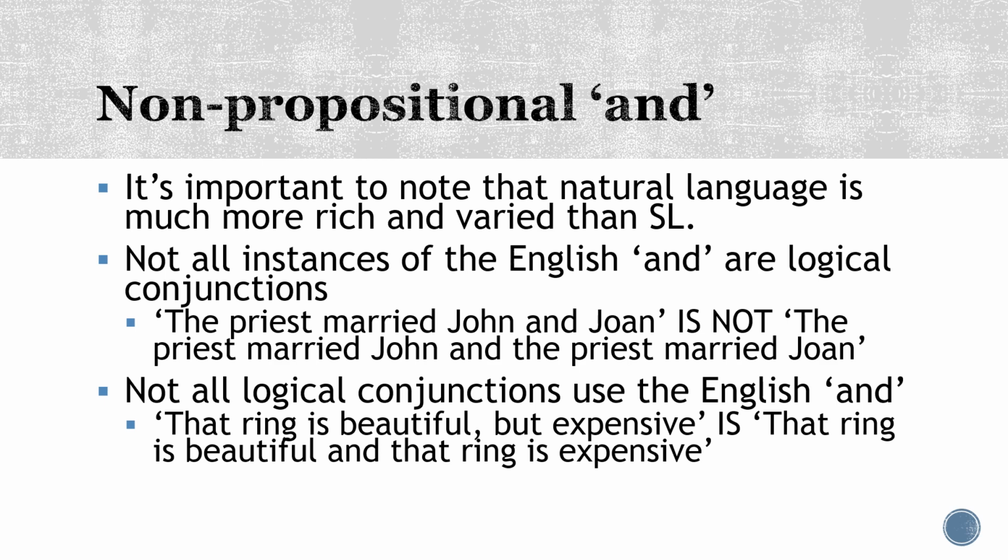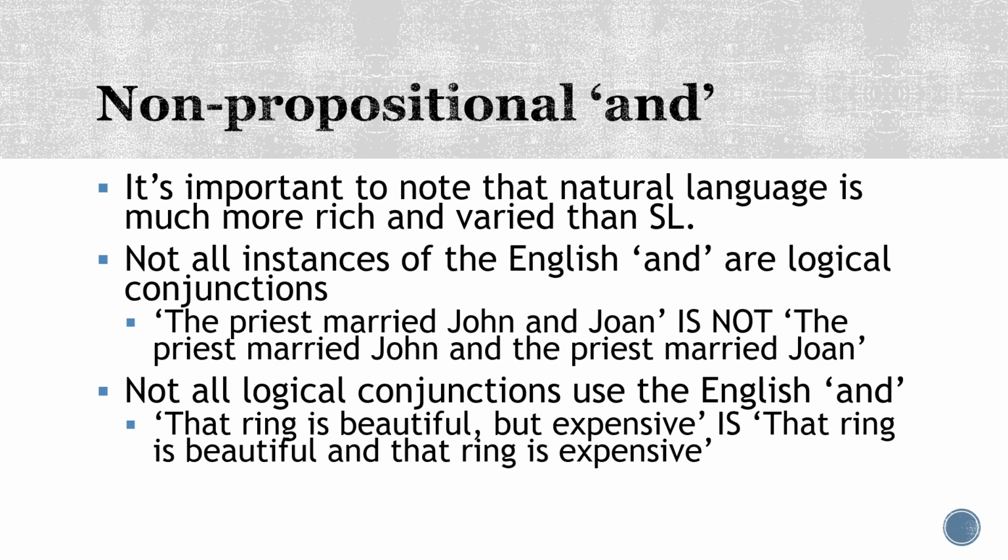So for example, the sentence "the priest married John and Joan" is not saying the priest married John and the priest married Joan. I'll leave it to you to consider how many different violations of the ecclesiastical order that might represent. So the word "and" in there, John and Joan, is meant just to say, okay, these are two individuals that come as a unit for this case. So "the priest married John and Joan" is one thing that could be true or false.